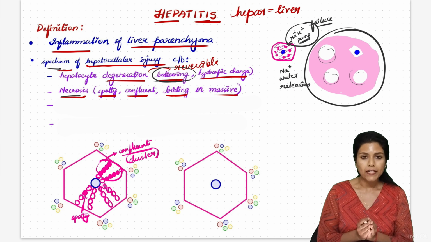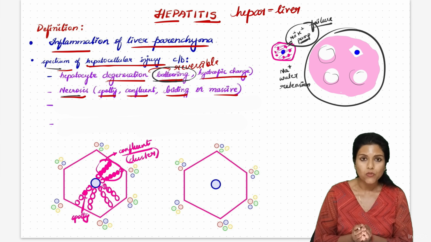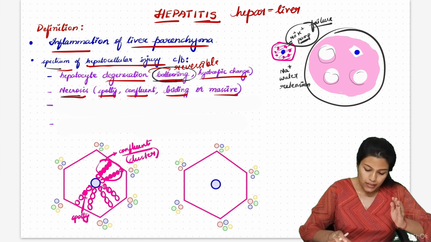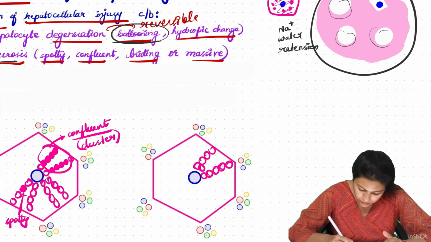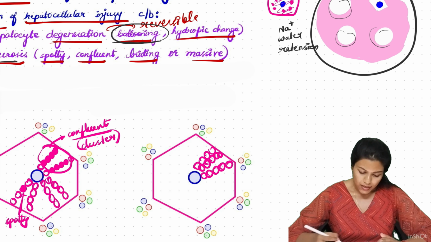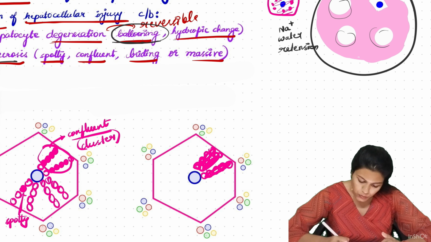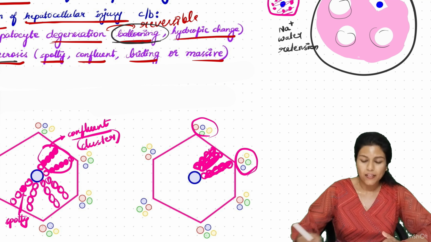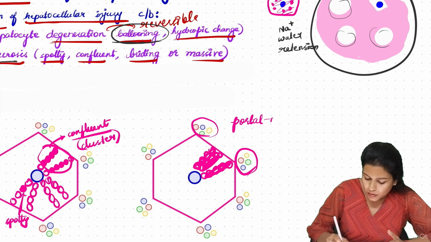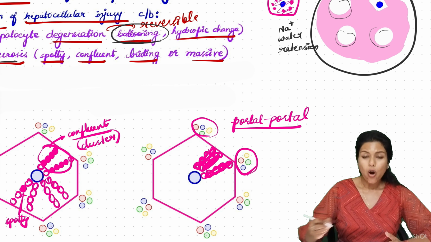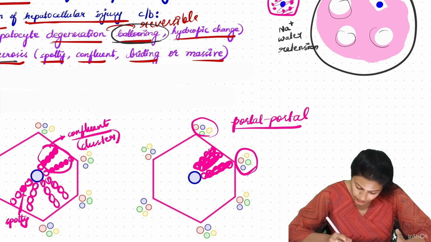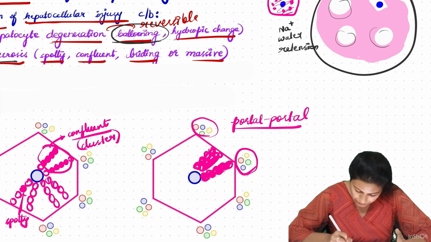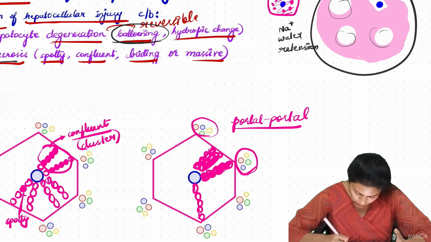So it can be a single scattered hepatocyte necrosis, which is called spotty necrosis, or it can occur in groups or clusters of hepatocytes, that is called confluent necrosis. If at all, consider these hepatic strands. If this necrosis is occurring in between these two portal triads, that is called a portal necrosis, or if it occurs between one portal tract to the central vein, for example, from the central vein to this portal tract.